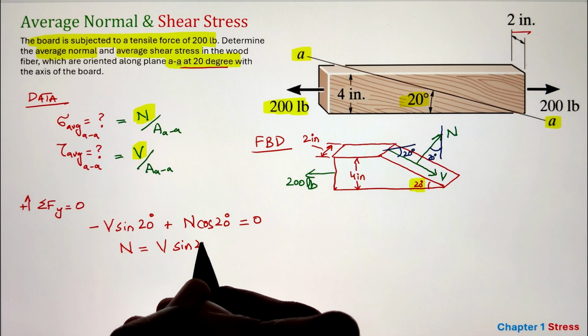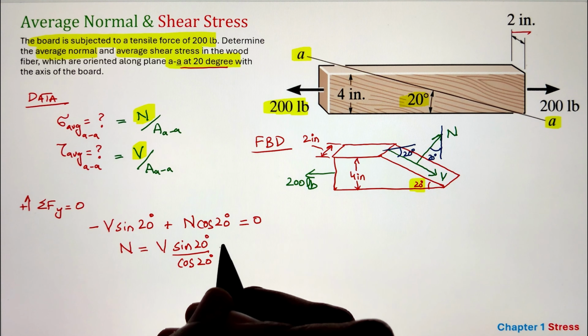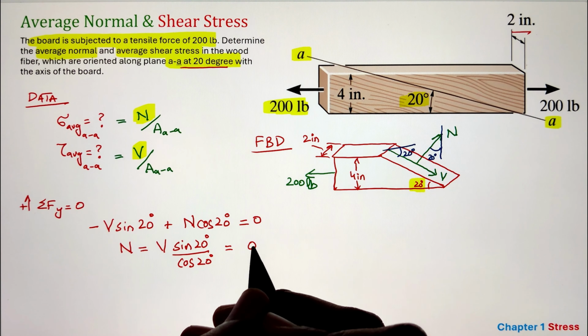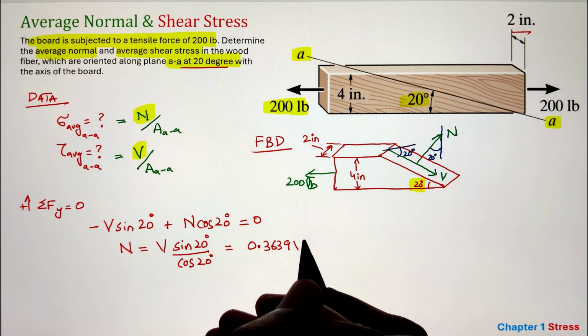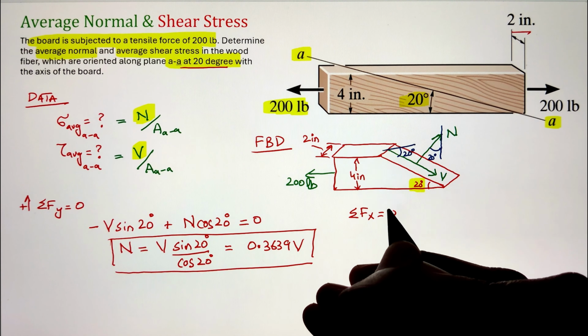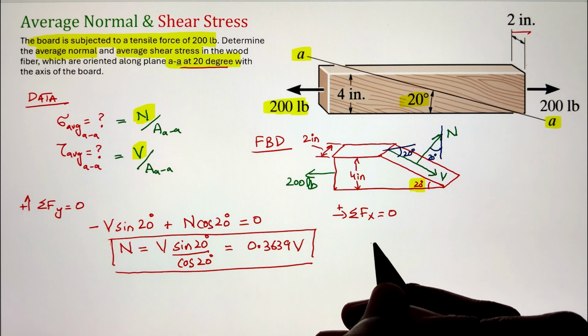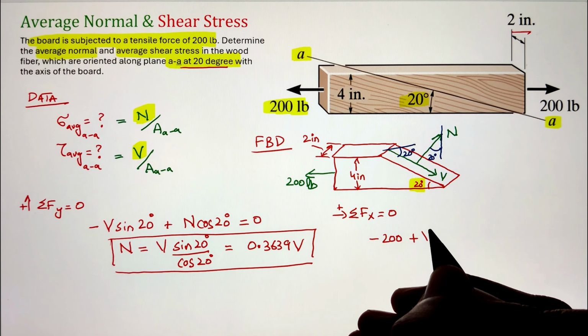To start, let's do summation of forces along the vertical y-axis equals 0. In this case, the shear force will make a component along the downward direction by taking the sine 20 function. That's why I have negative V sine 20, whereas my normal force is pointing in the upward direction. That's why we have positive N cos 20 degrees. Adding them together will give the sum equals 0. Since we don't have any external load applying in the vertical y direction, we have only these two components. Simplifying, we get a relationship between N and V.